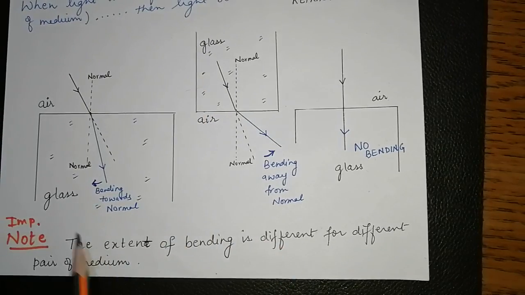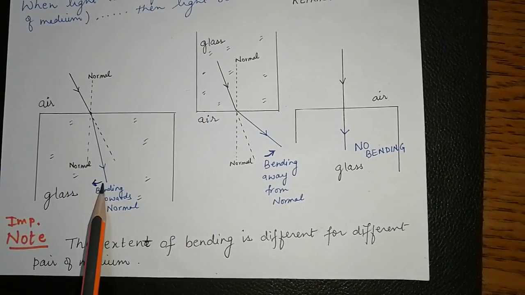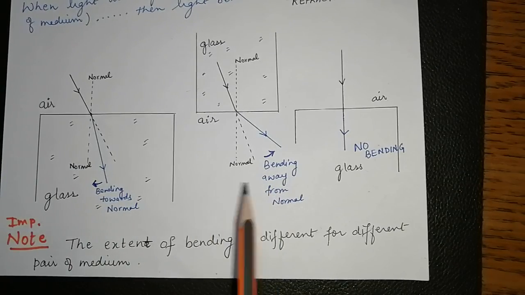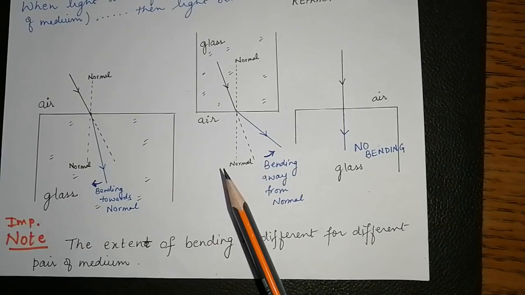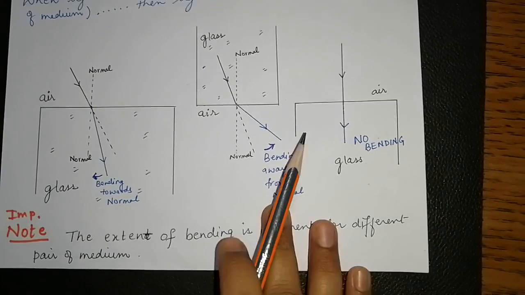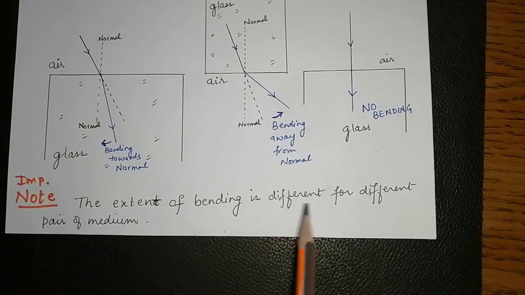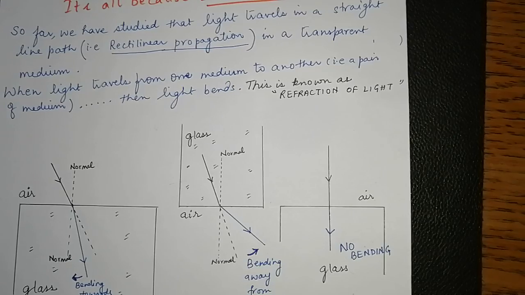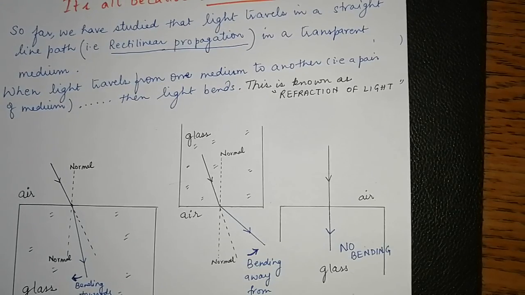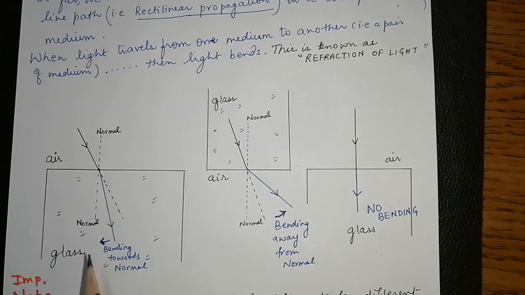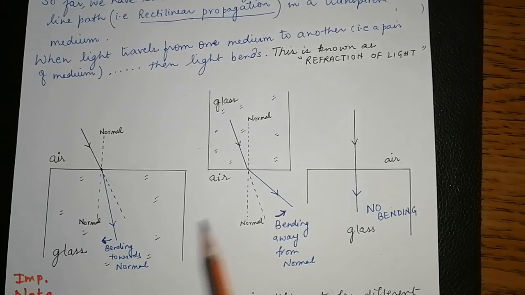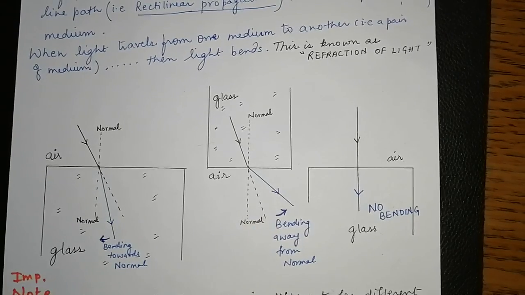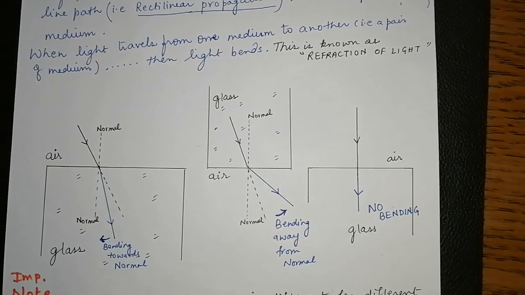First of all, will the extent of bending, that is the bending that is happening here in this case or in this case, be the same for different pairs of medium, or will it be different? The answer is the extent of bending is different for different pairs of medium. The second thing that comes to my mind is how will we decide whether the light will bend towards the normal or away from the normal. But to answer this, we have to first understand why bending is happening at all.